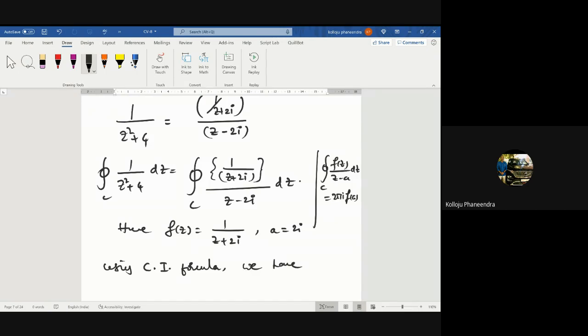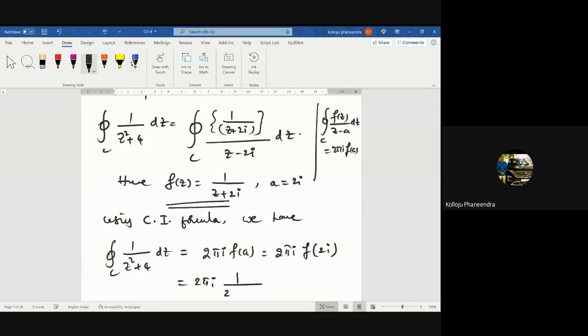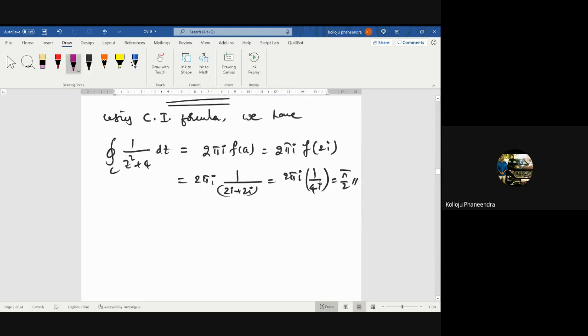we have, what is the answer then? This is integral over C of 1 by z square plus 4 dz is equal to 2 pi i into f of a. That is 2 pi i into f of 2i. So 2 pi i into, what is f of z? Now this is my f of z. So 1 by 2i plus 2i. 2 pi i into 1 by 4i. So i gets cancelled. Pi by 2 is the answer. Answer is what? Pi by 2. This is case 1. And the second one.